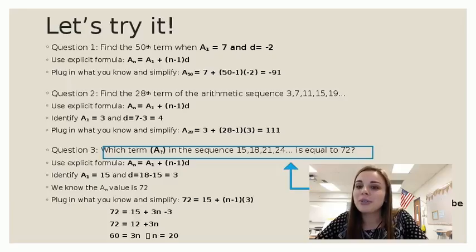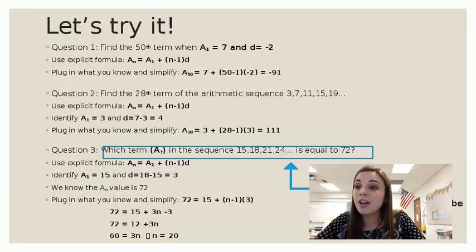Okay, question 2. Find the 28th term of the arithmetic sequence given. Again, it's not really close to the beginning. 28 is pretty far off, so we're going to use the explicit formula. We know a sub 1 is 3, and we can calculate d by taking any two consecutive terms and subtracting them. So I picked 7 and 3. 7 minus 3 is 4, so d is 4.